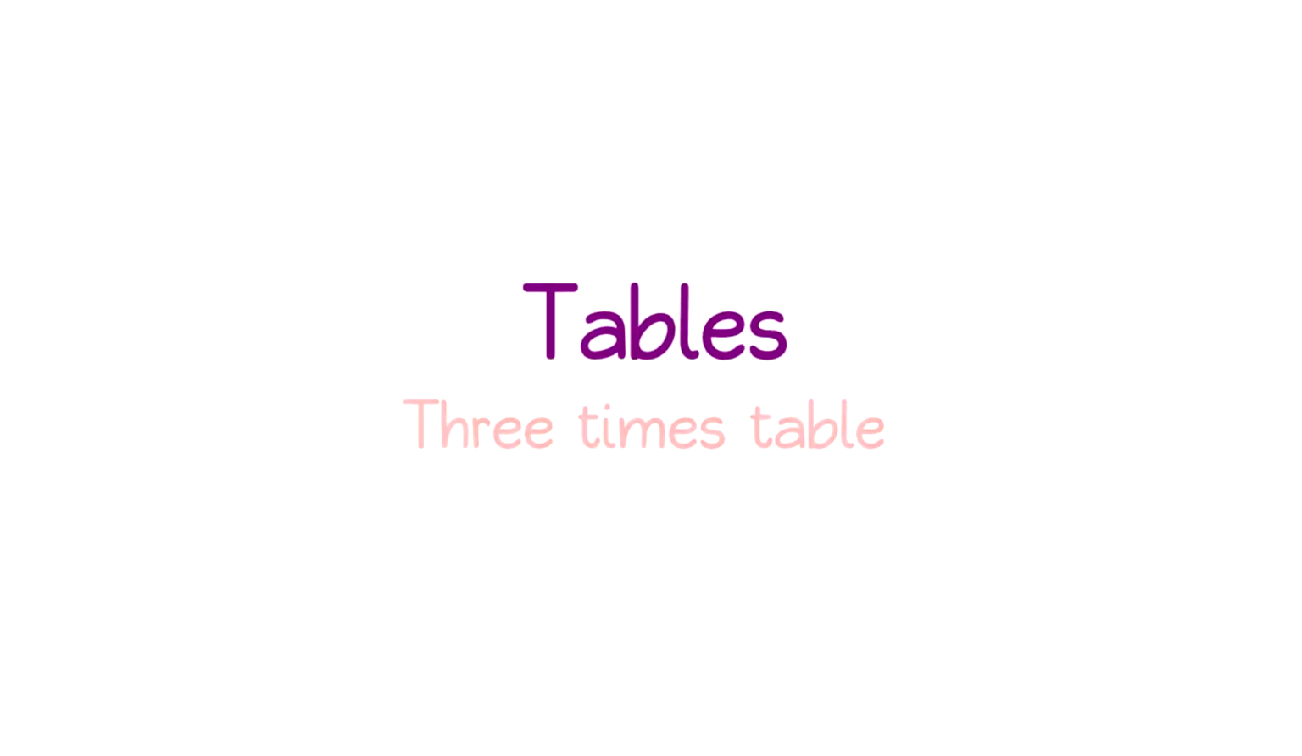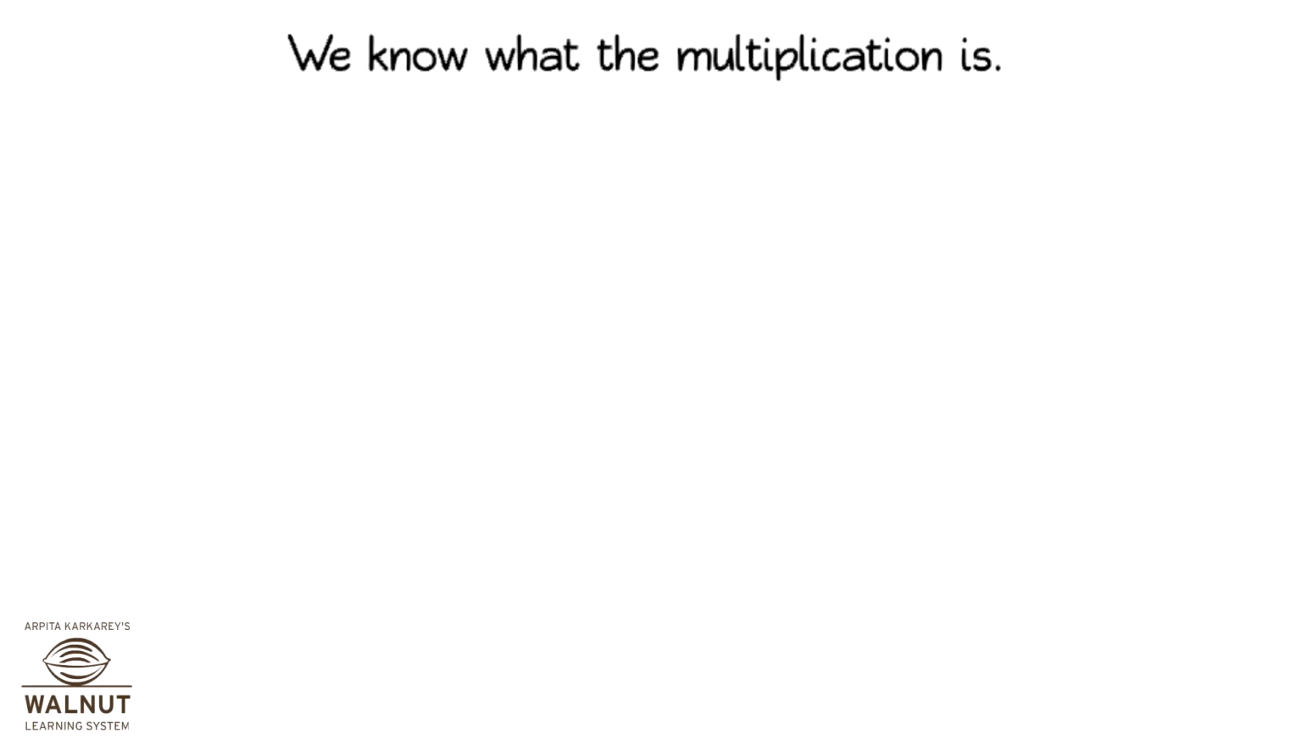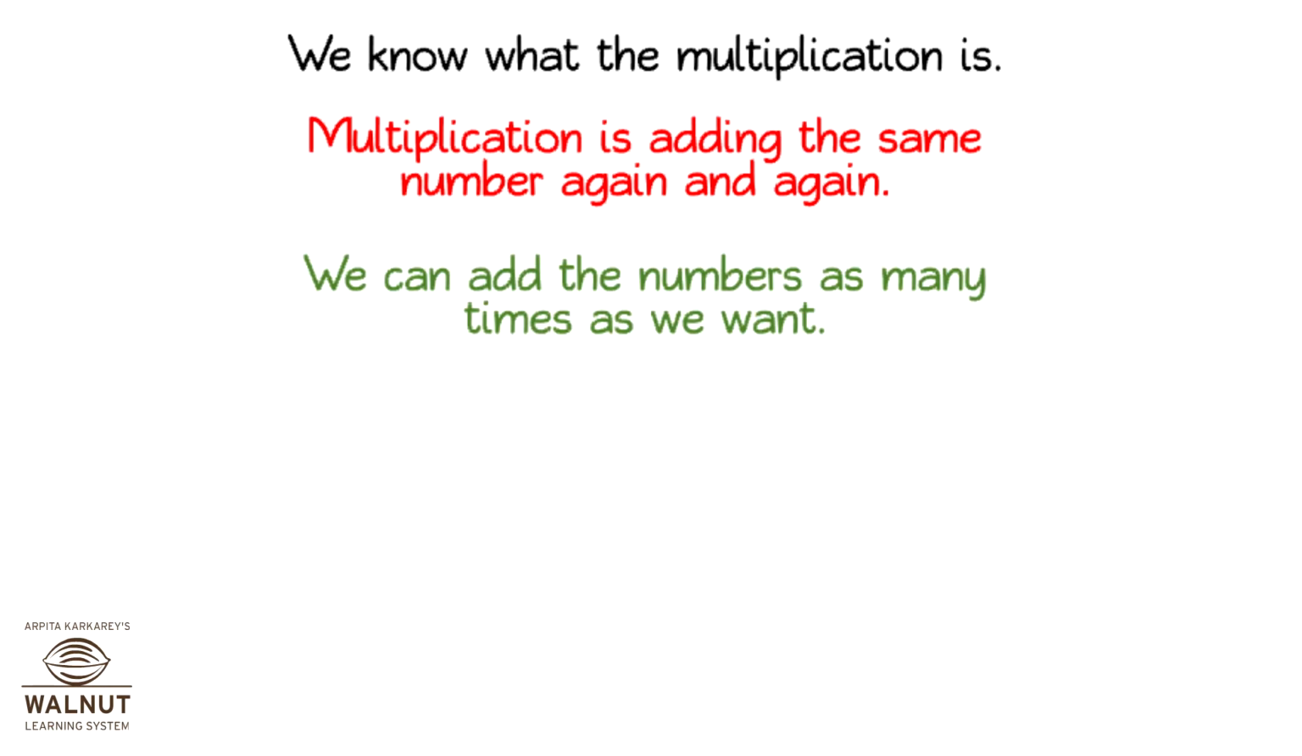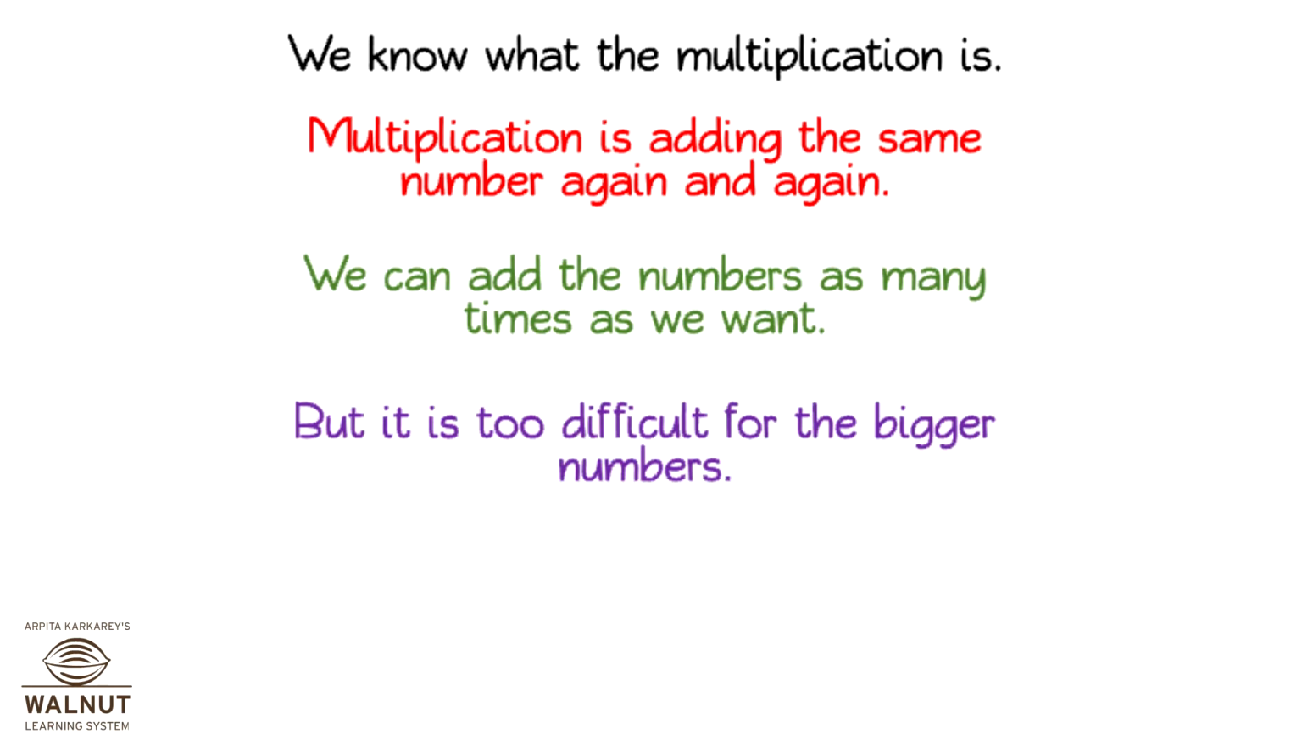Tables. 3 times table. We know what multiplication is. Multiplication is adding the same number again and again. We can add the numbers as many times as we want. But it is too difficult for the bigger numbers.